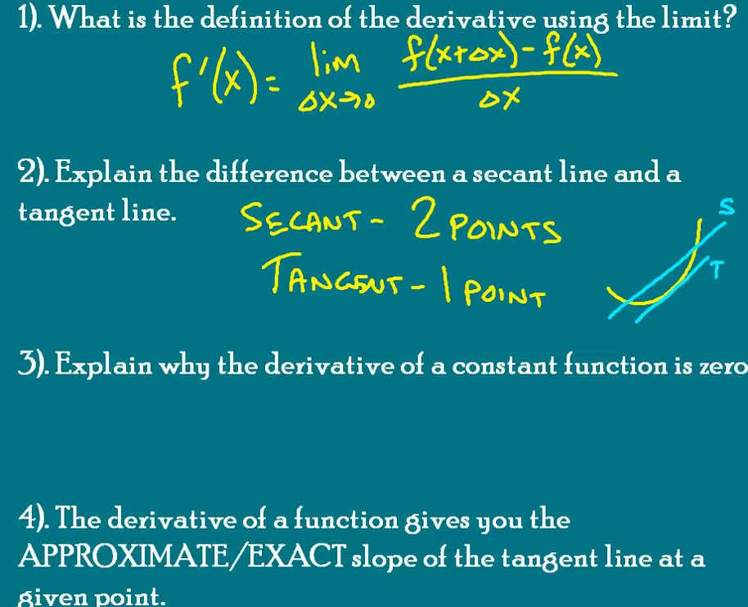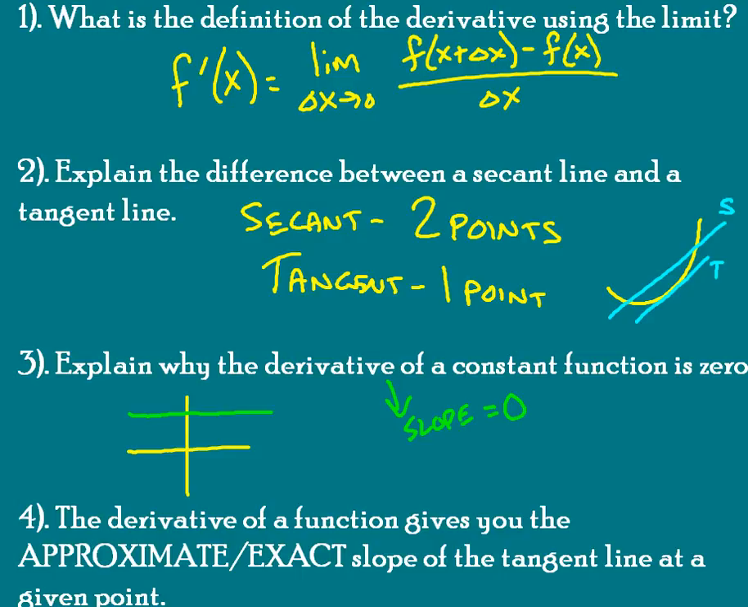Next question, why is the derivative of a constant function equal to 0? Well, if I draw a constant function, what that means is I have just a straight line. Derivative means slope. What is the slope of that line? That slope there is 0. So that's why the constant function's derivative, its slope, is always 0.